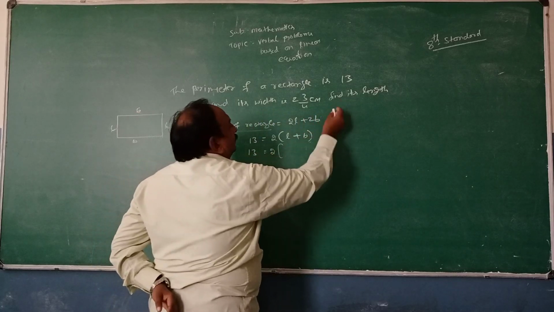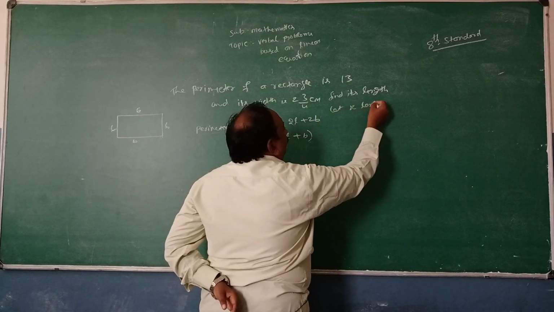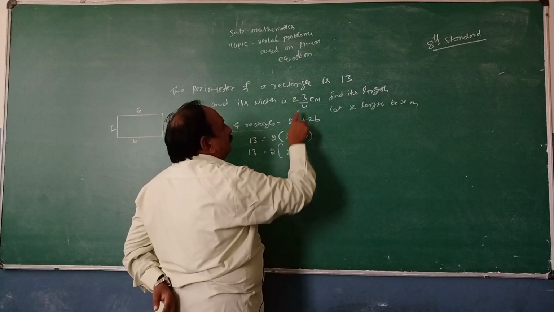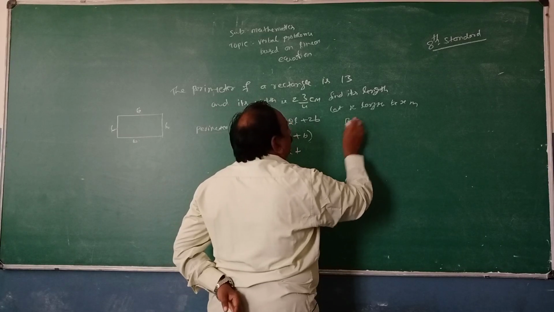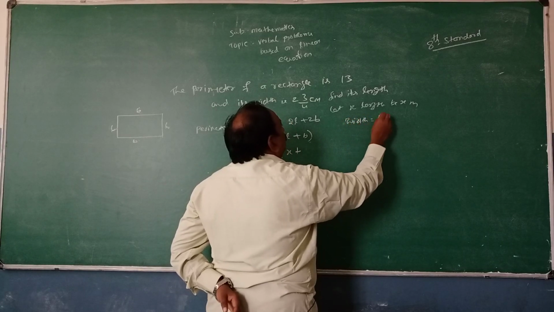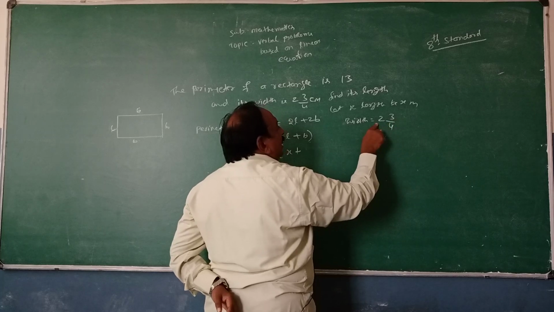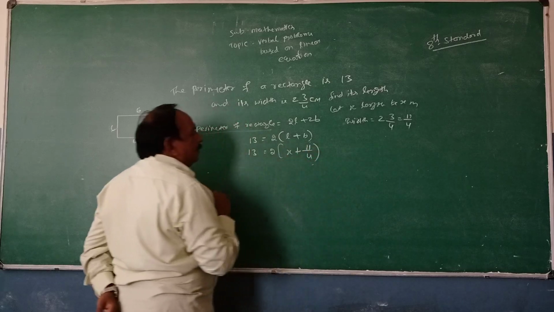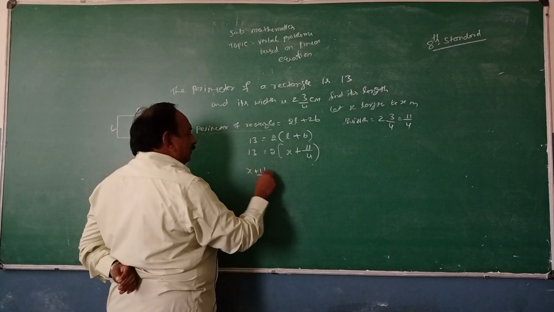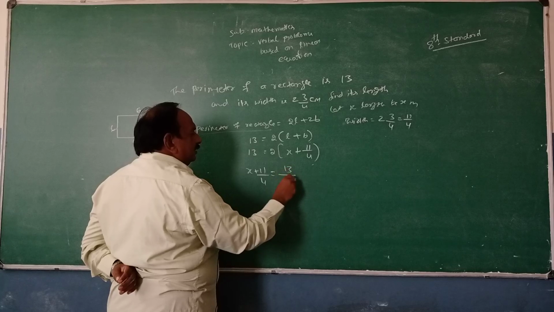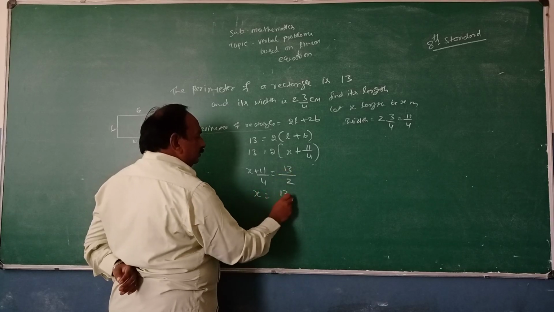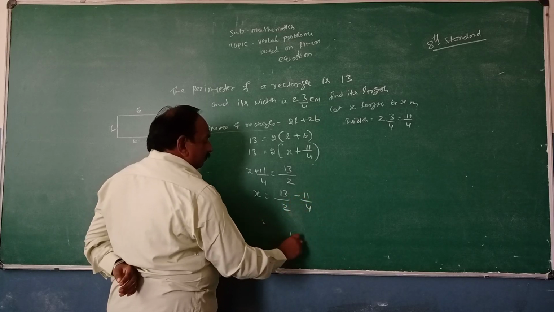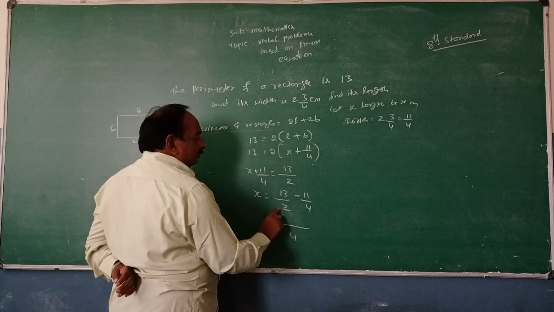Find its length. Let the length be x meter. X plus breadth, or width, is 2 3 by 4. 4 2s are 8, 8 plus 3 is 11 by 4. X plus 11 by 4 is equal to 13 by 2. X is equal to 13 by 2 plus 11 more come to this side, minus 11 by 4. 4 is the LCM.